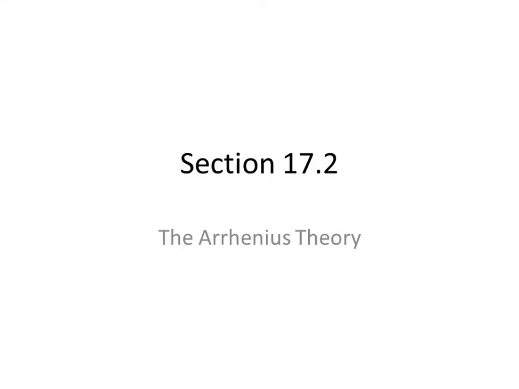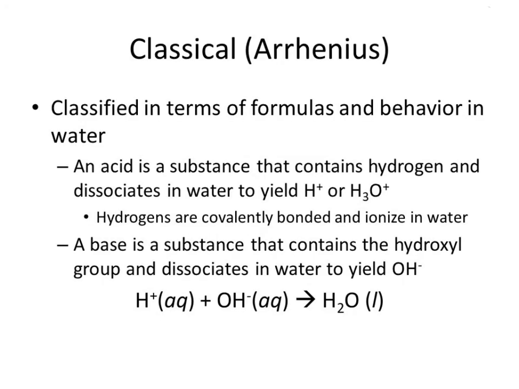All right, let's start off with the Arrhenius theory. This is also called the classical definition because this is where our understanding of acids and bases first began from. We're going to look at how they behave in water. So an acid is going to yield H+ or H3O+. It contains a hydrogen that's going to dissociate in water to yield those.